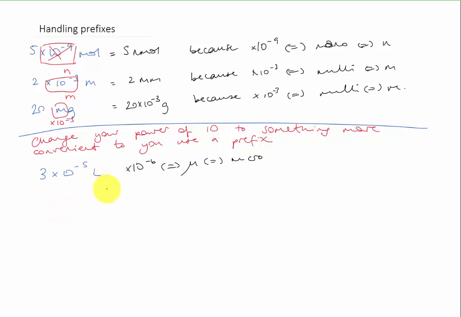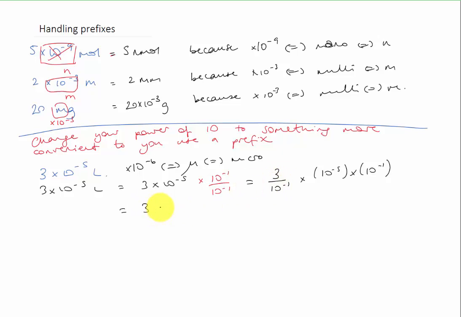So what we can do is say that 3 times 10 to the minus 5 litres is equal to 3 times 10 to the minus 5. And I want to multiply by 10 to the minus 1 to get this part to 10 to the minus 6, which is useful for our prefix, and then I also have to divide by that, so this whole thing is the same as multiplying by 1. So we can regroup it, so we've got 3 over 10 to the minus 1 times 10 to the minus 5 times 10 to the minus 1.